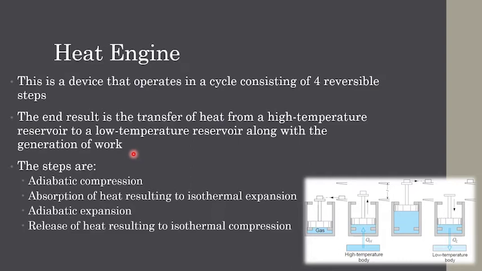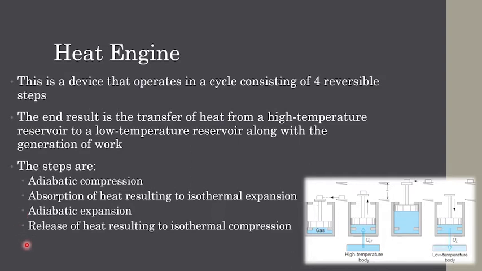Let us take a look at the steps of the cycle in a heat engine to determine how it generates work. First, the working fluid is compressed adiabatically, which is a product of the fourth step, which we will take a look at later. Second, the fluid expands isothermally as a result of the absorption of heat. It then expands adiabatically, that's the third step. This adiabatic expansion results in the generation of work.